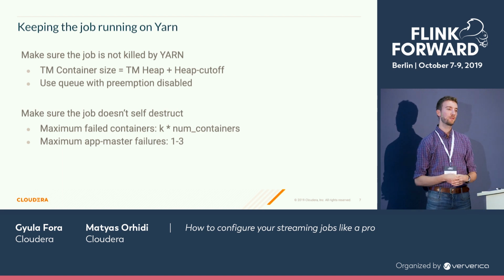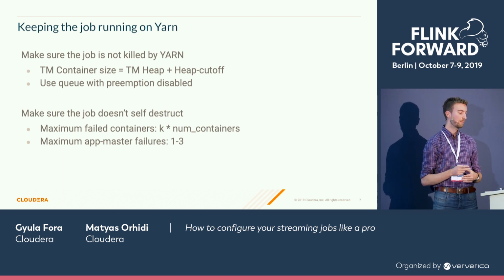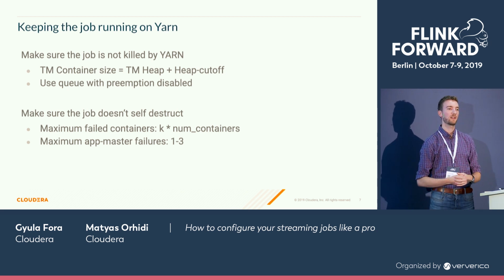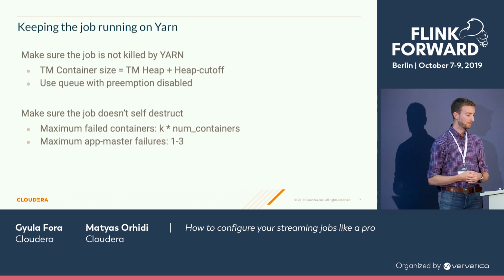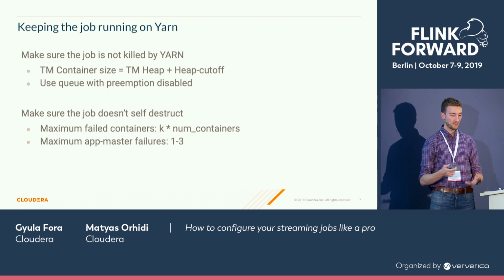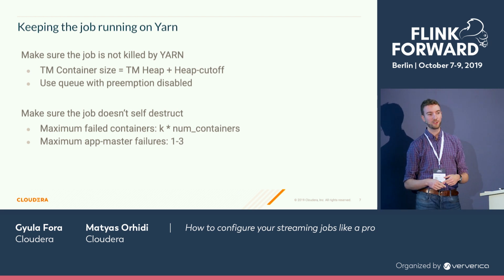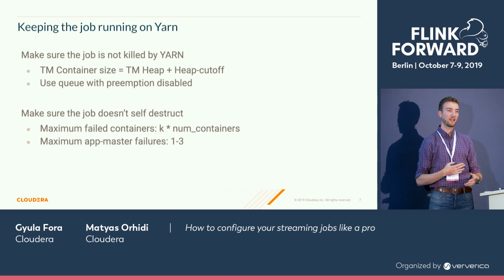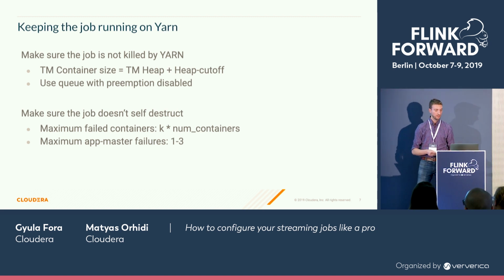Also, we should always use a Yarn queue which doesn't have preemption enabled. Preemption means that Yarn can kill these applications or containers in favor of other applications with higher priority. So this is the Yarn side of things. From the job's perspective, we have to set failure limits, like how many failures the application can tolerate.